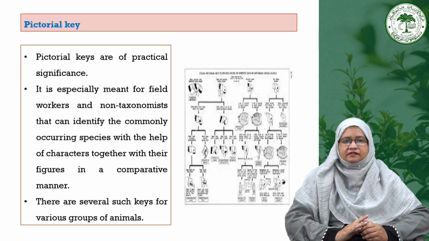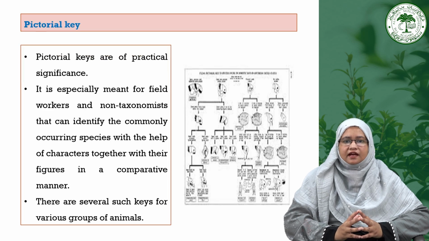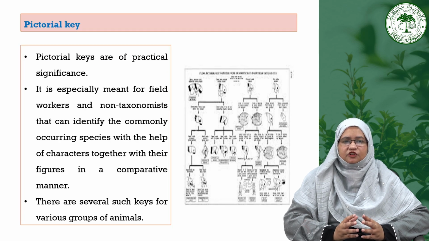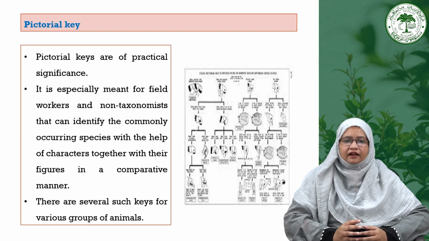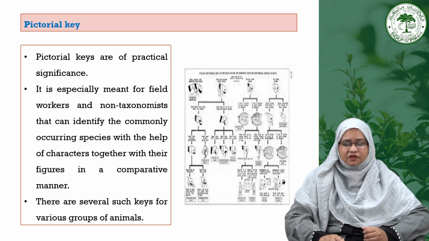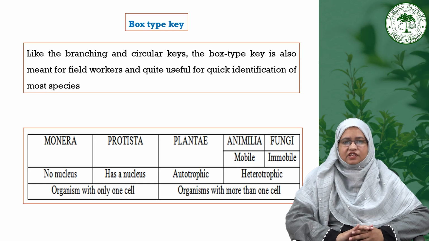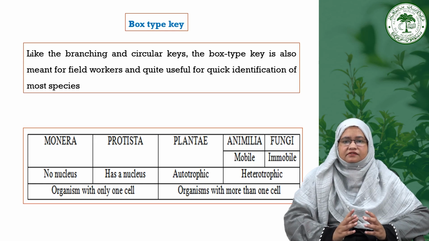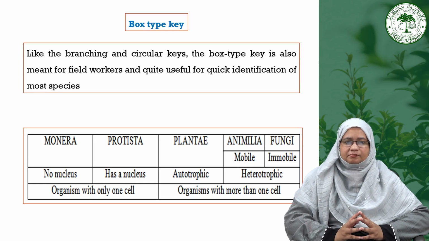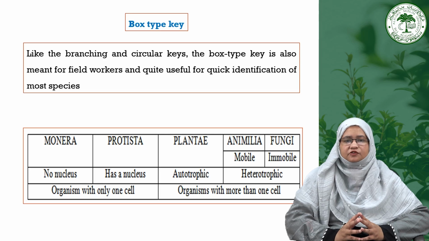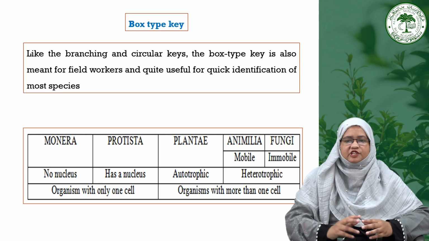Besides these, there are some other types of keys, like the pictorial keys for field workers and non-taxonomists, who can identify commonly occurring species with the help of the characters together with their figures in a comparative manner. There are several such keys for various groups of animals especially. Then there are the box type keys, like the branching and circular keys. The box type key is also meant for field workers and is quite useful for the quick identification of most species.